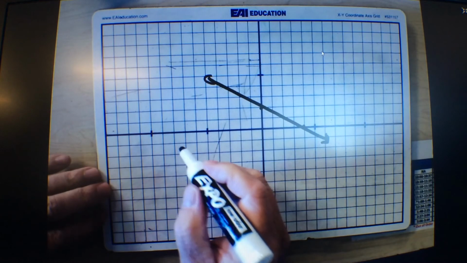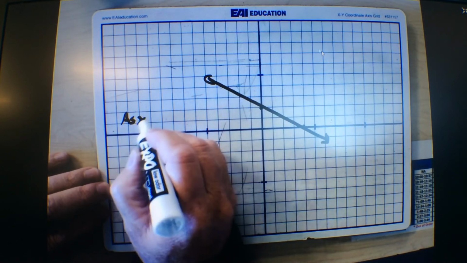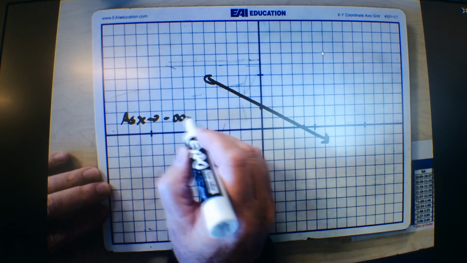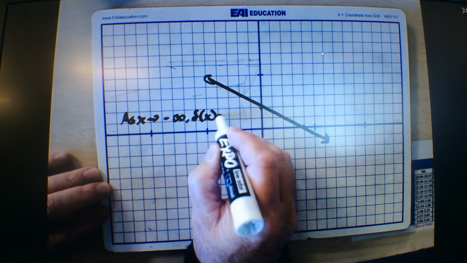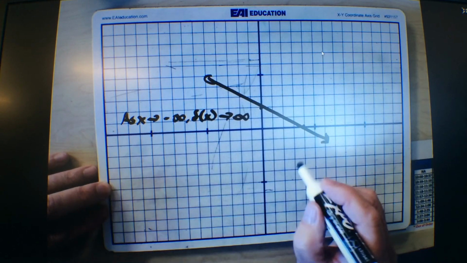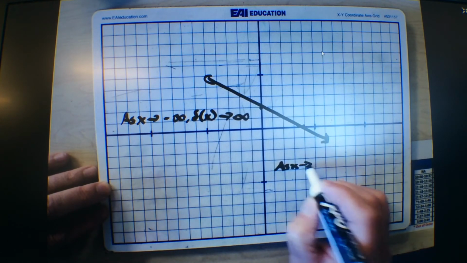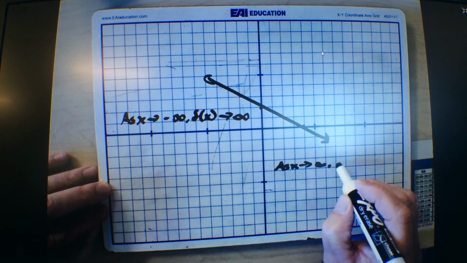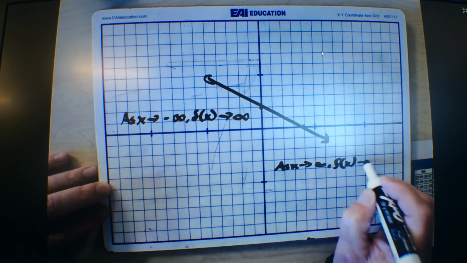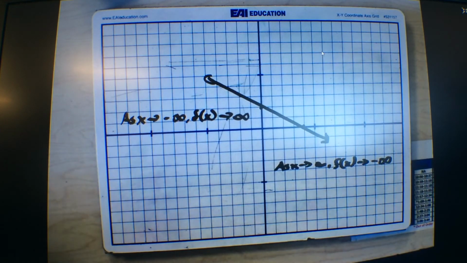Addie, will you tell me the left? As x approaches negative infinity, f of x approaches infinity. Okay? You agree? Yes. All right, and then the right, Carly. As x approaches infinity, f of x approaches negative infinity. Like that? Mm-hmm.